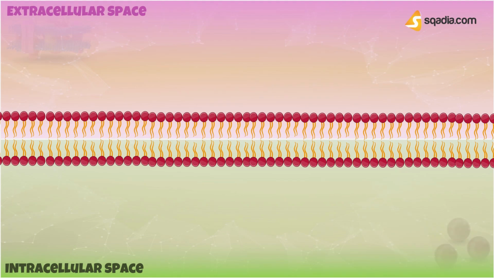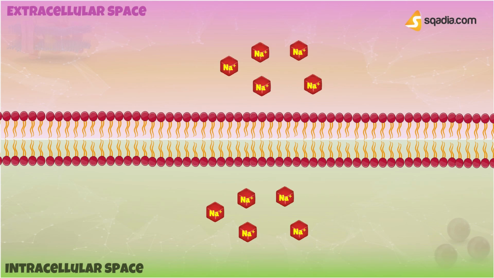Very good question, Alex. Let me tell you this with an example. Suppose you have equal charges outside and inside the cell. You have 5 sodium on the outside and 5 sodium on the inside. What will be the net charge? The net charge will be 0. Yes, you are right.